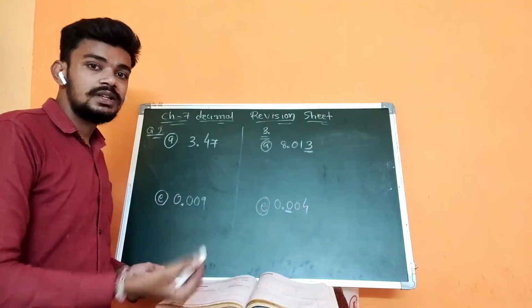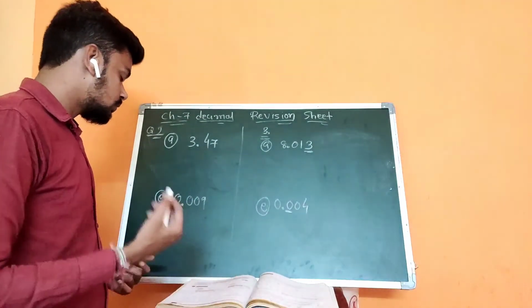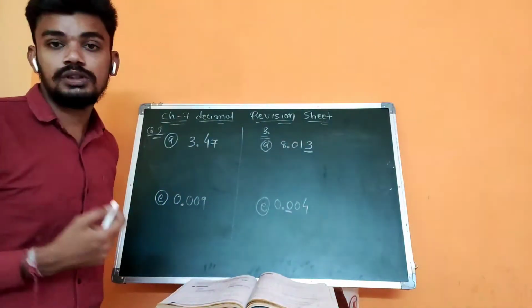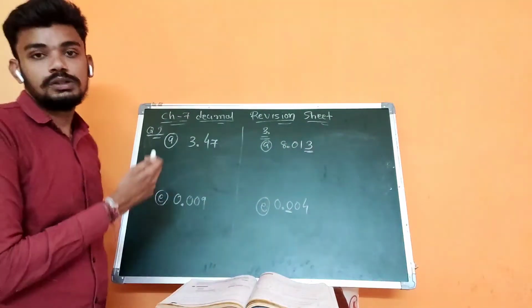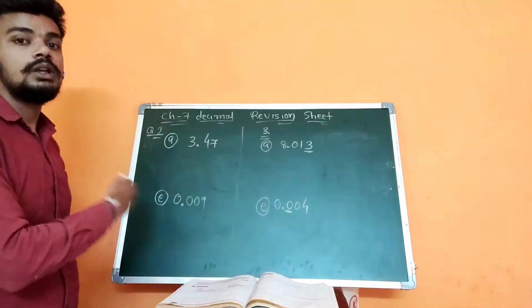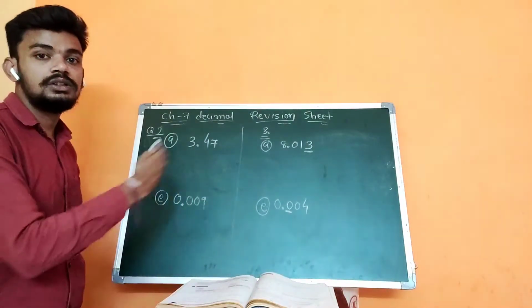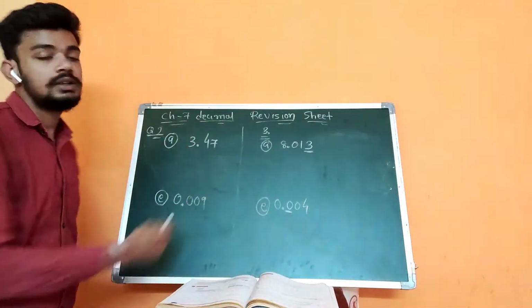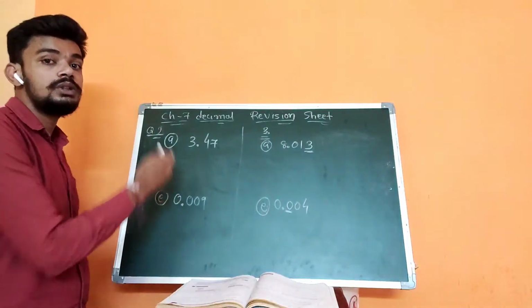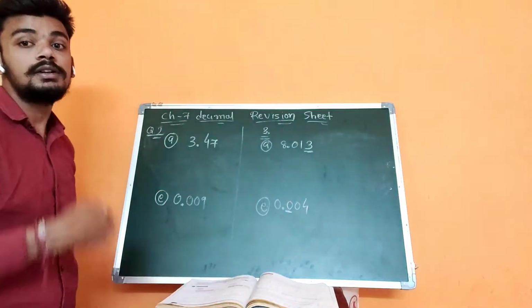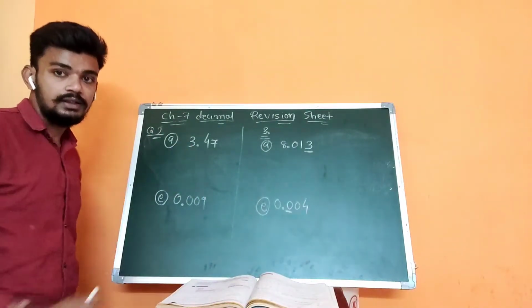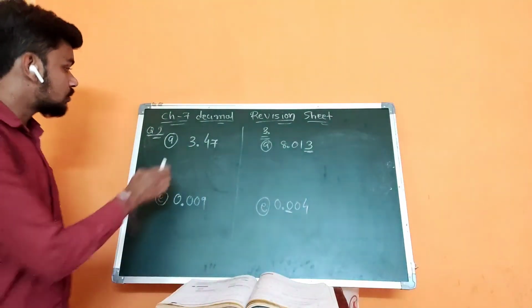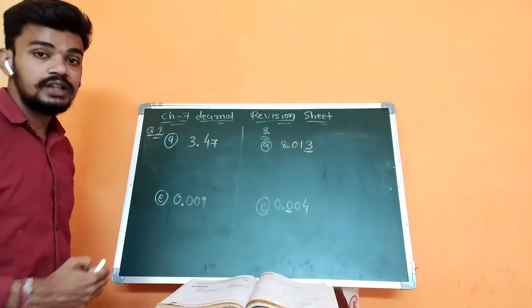Okay, moving towards the next question. Your next question, question number 2, would be like this. What we did in question number one was change the fraction to a decimal. In the second question, the decimal is given, so we need to express it as a fraction. Let us revise that also.